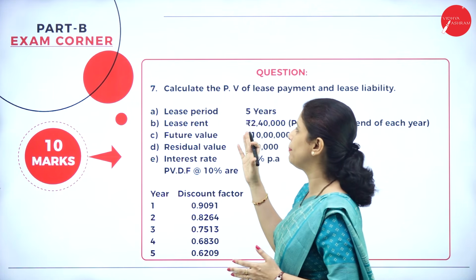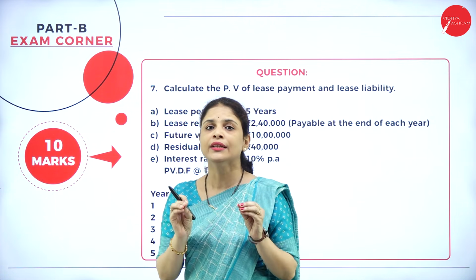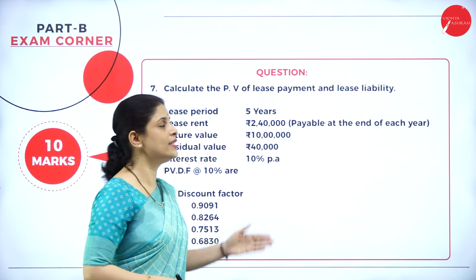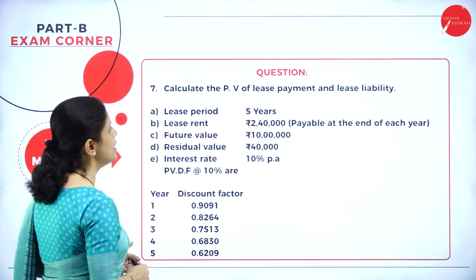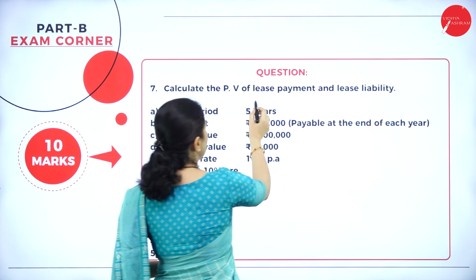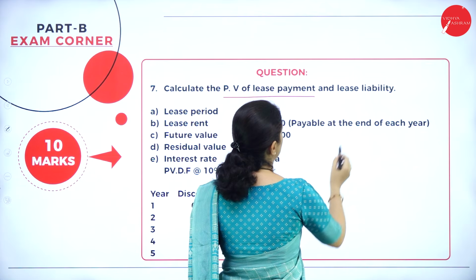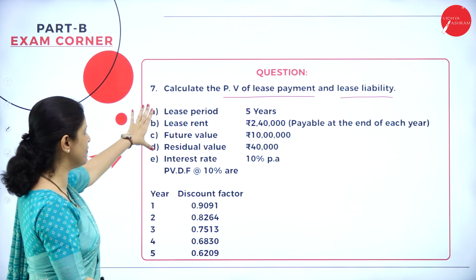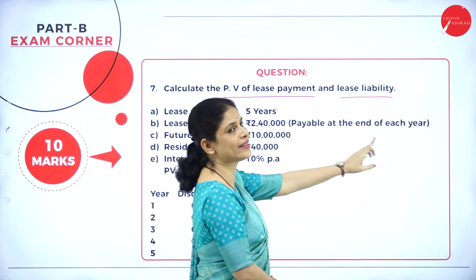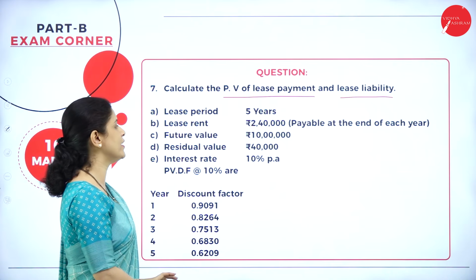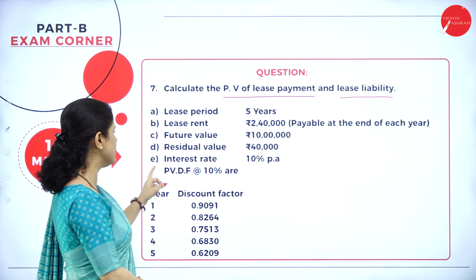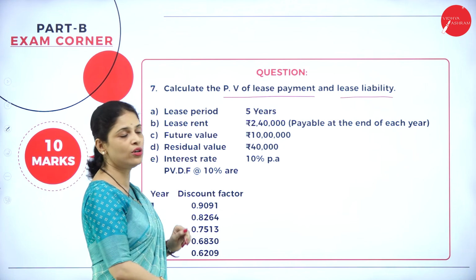These will come in part B. I already told you there will be 4 ten-marks questions, out of which you have to write any 3. Let us see the first question. The first question is about the lease: calculate the PV of lease payment and lease liability. Here we have to calculate the present value of lease payment as well as lease liability. It is given here: lease period is 5 years. Lease rent is 2,40,000 payable at the end of each year. Future value is given, it is 10 lakh. Residual value is 40,000. Interest rate is 10% and the present value discount factor is also 10%.